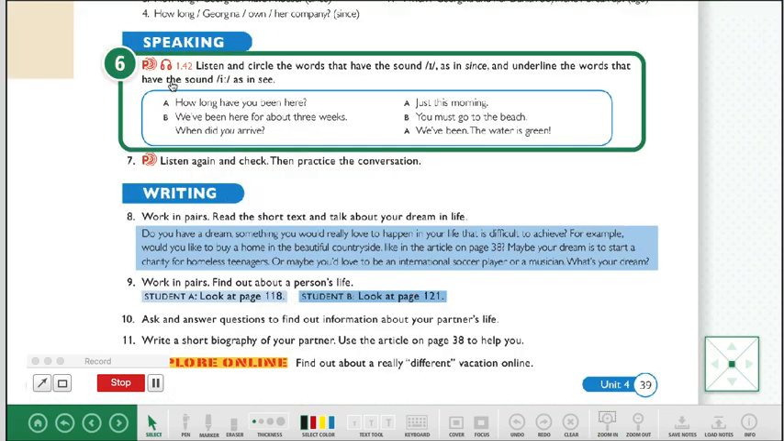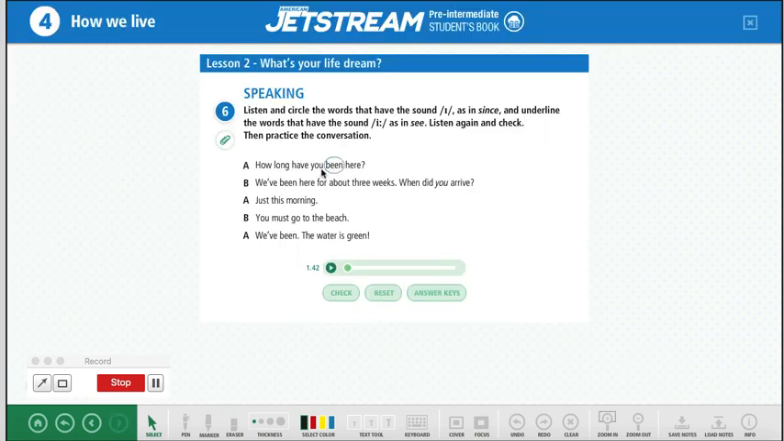Now, let's continue. We have exercise number 6. Listen and circle the words that have the sound. This one, as in since, it is like E, okay? And underline the words that have the sound E, like in C. Now, to answer this exercise, if you notice here, it is not possible to circle or underline because we don't have a pencil or a pen.